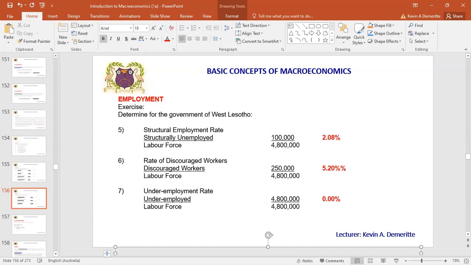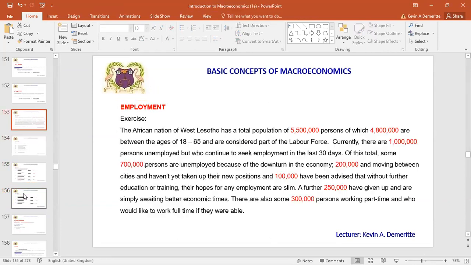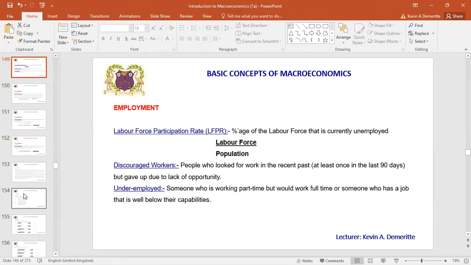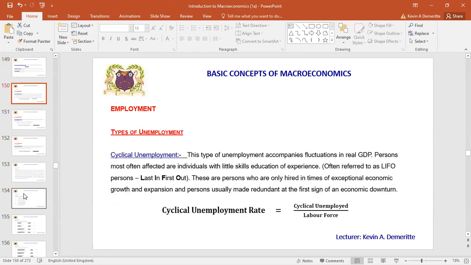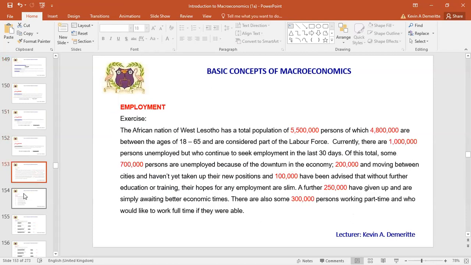And lastly, underemployment rate. It's the underemployed divided by the labor force. All right, so let's see how we're defining those who are underemployed. Underemployed is someone who is working part-time, but would work full-time if they could, or someone who has a job that's well below their capabilities. All right, let's see from our scenario if we can find somebody who matches that description. Is it the 300,000? There are 300,000 persons working part-time and who would like to work full-time if they were able. That sounds about right.